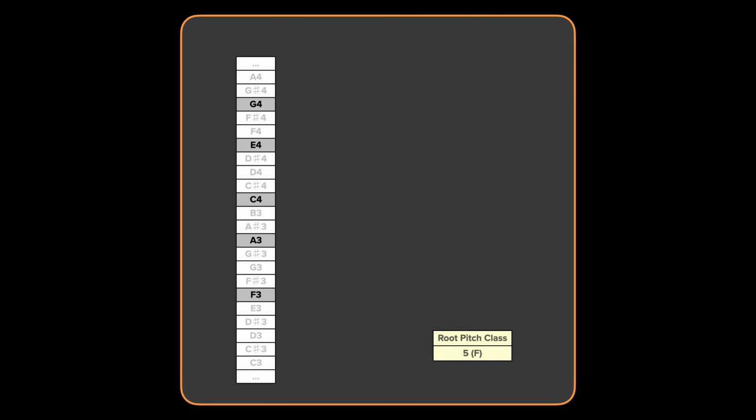From this moment on, Harmonize no longer cares about the octave of the root note. It cares only about the pitch class. There's one additional detail that will matter later.